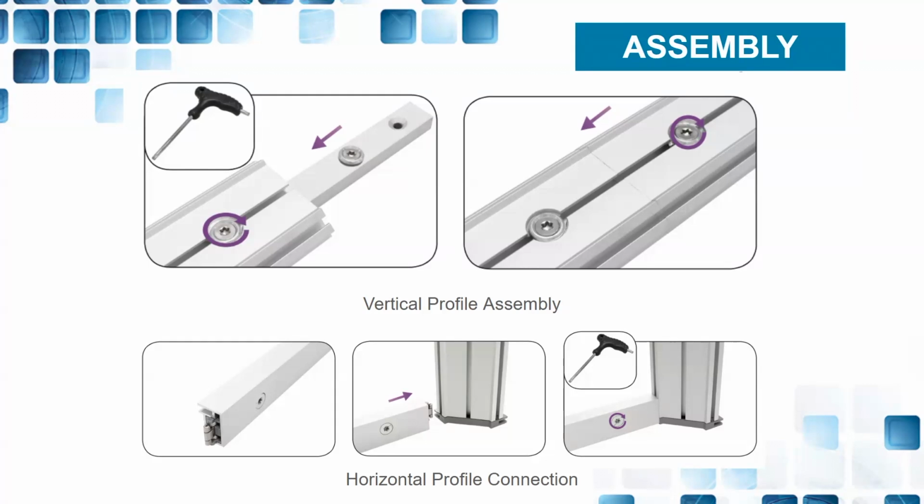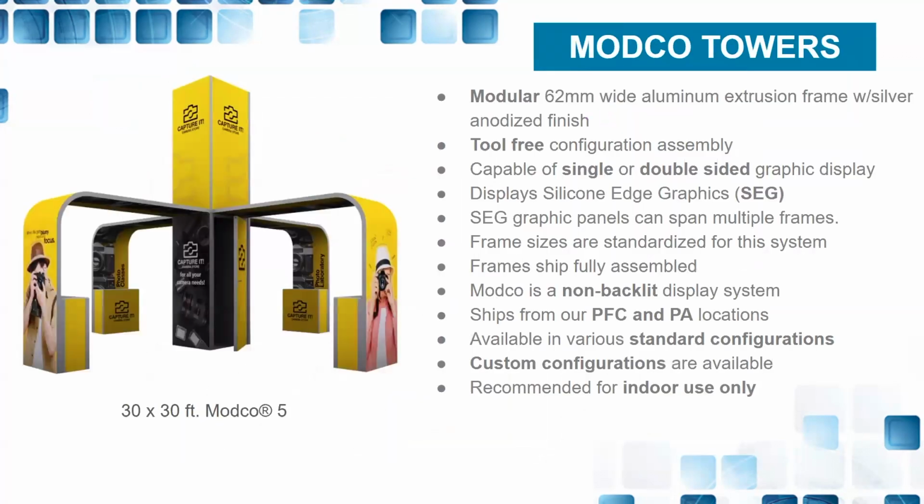At the bottom, it shows how you connect the horizontal profiles into that vertical. You just simply have a lock inserted into the hollow portion of the extrusion, and then a 180-degree turn of a Torx wrench locks it into place into the vertical profile. So it's a one-tool application, very easy to create, assemble, install, and dismantle, this particular product.